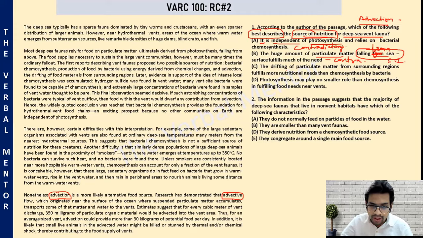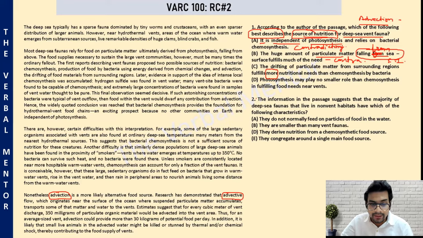Option C. The drifting of particulate matter from surrounding regions fulfills more nutritional needs than chemosynthesis by bacteria does. Tempting choice. This option is tempting. That's exactly what the passage says. That's exactly what the author supports. He supports the advection theory. However, one problem with option C is this unwarranted comparison between theory 2 and theory 1. Whether advection provides more food or bacterial chemosynthesis does is beyond the scope of discussion.